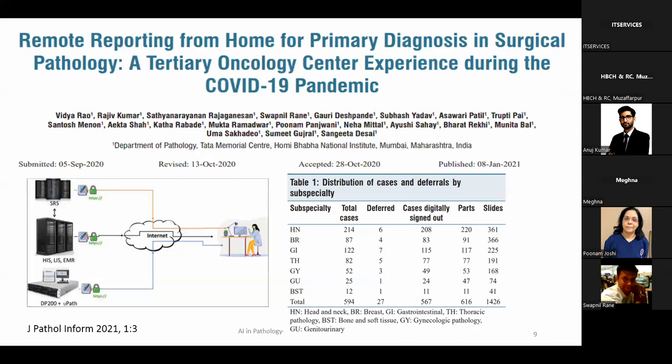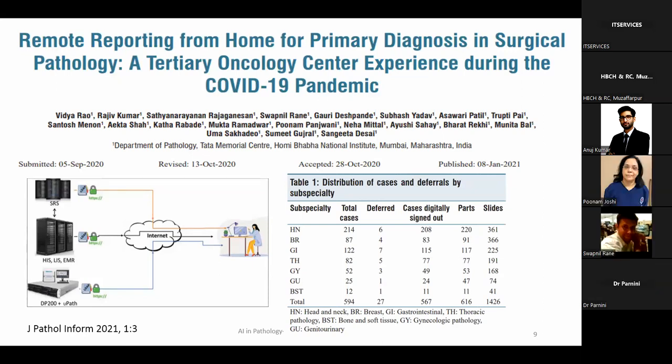This obviously was most relevant during the COVID pandemic, where people were not reaching the workplace. And then we had set up this entire digitized workflow, where we had remote reporting for all the slides that were generated in the lab, where people were reporting from home. But this, as the COVID pandemic subsided, as we returned to so-called normal.